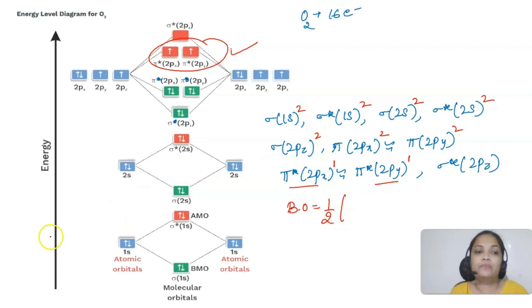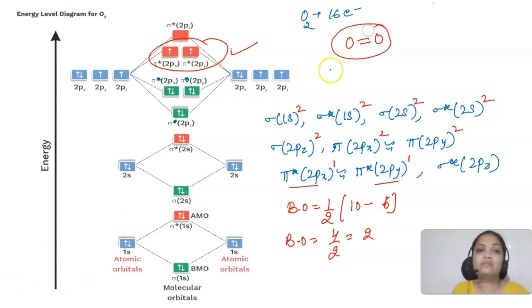Bond order is half into the number of electrons in bonding minus antibonding. Bonding: 2, 4, 6, 8, 10. And in antibonding: 2, 4, 5, 6. So 4 by 2, which will be 2. Alright students, bond order 2 means there is a double bond between the oxygen atoms, and one more very important thing: this is a paramagnetic molecule.